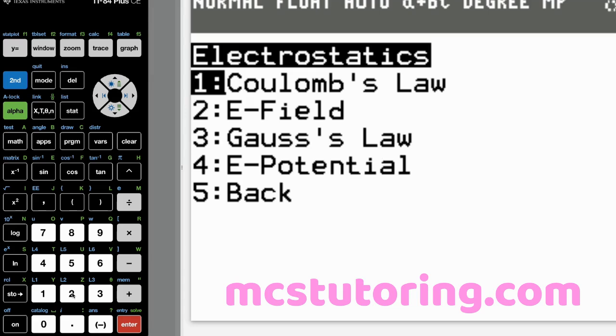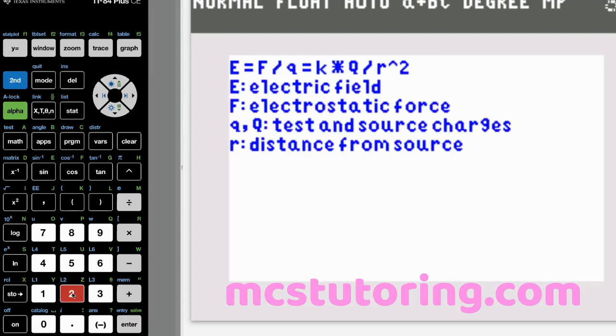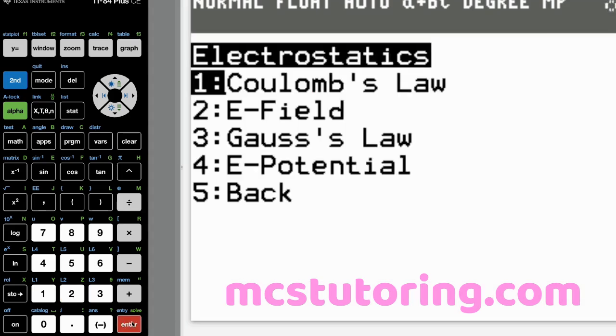Okay, let's go to E field. So we have E equals F over Q, which is also KQ times R divided by R squared. So we've got the little q and the big Q are the test and source charges. I like that they're separated like that and explained. And R is the distance from source, typical for physics stuff. We have like R squared or D squared in the denominator. So we're going to go on.